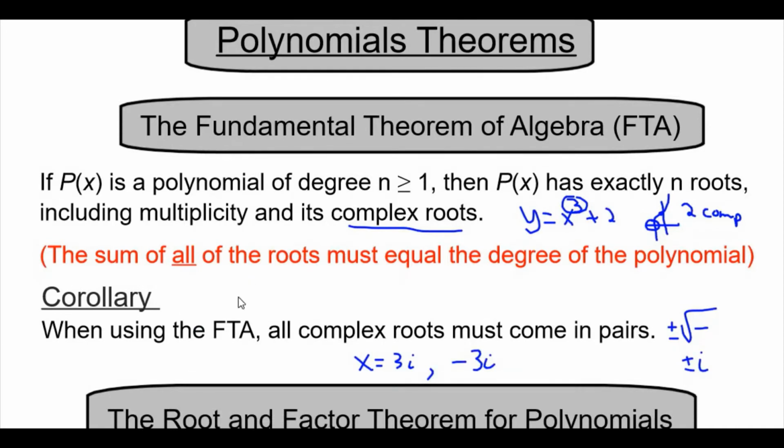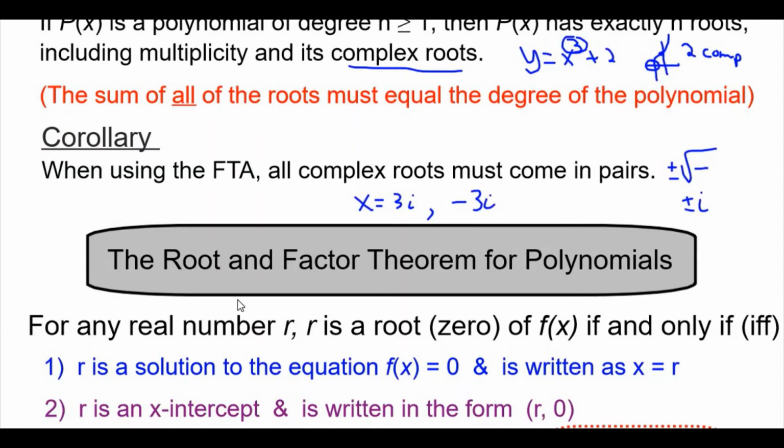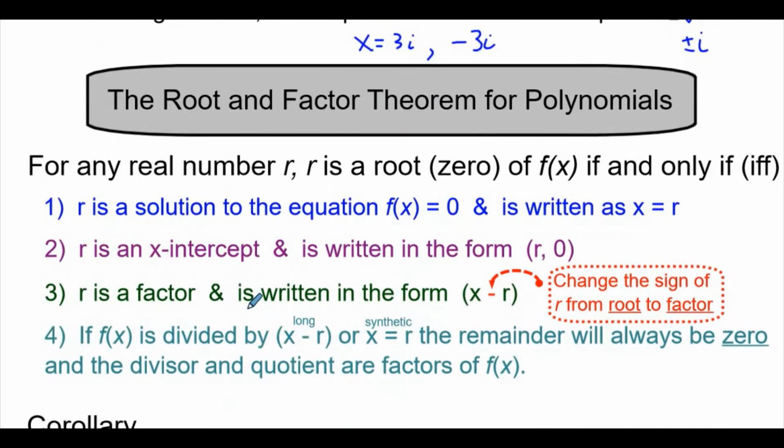All right, so if I take a look at the next theorem, traditionally these are actually 2 separate ones. I put them together. And basically it's a theorem about roots and factors within polynomials. So any real number r is a root of a polynomial f of x if and only if the following 4 things are true. So the first thing is r is a solution to the equation f of x equals 0. And that's basically just the definition.